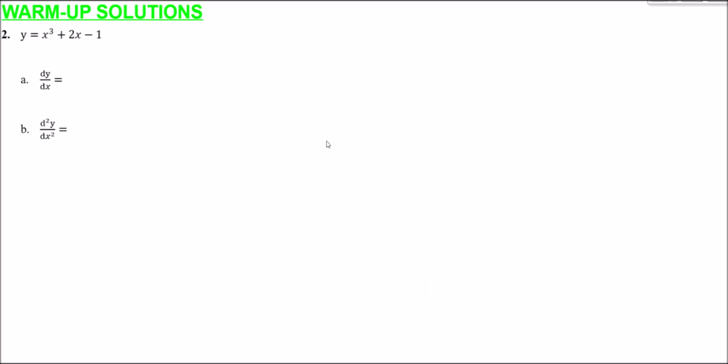Question 2, simple calculus. Differentiate this function. dy by dx goes to 3x squared plus 2. Differentiate again, 3x squared goes to 6x.